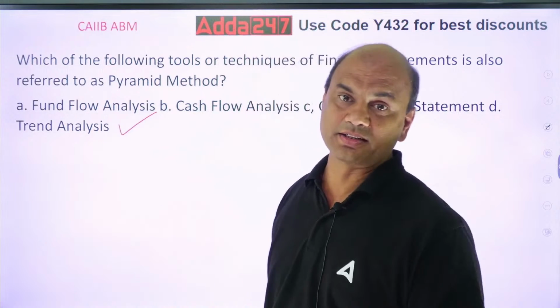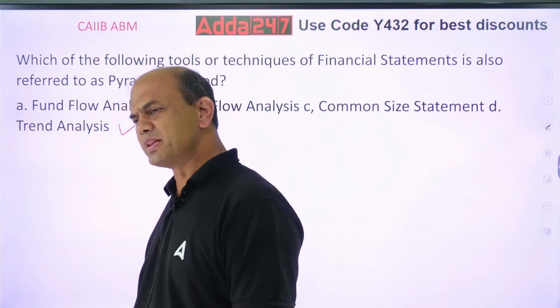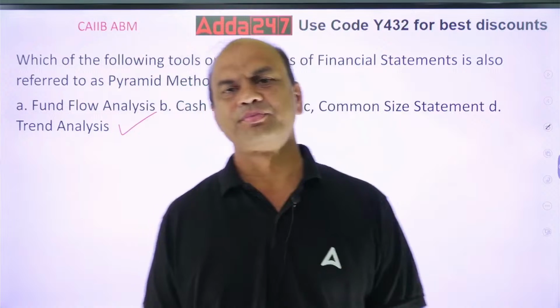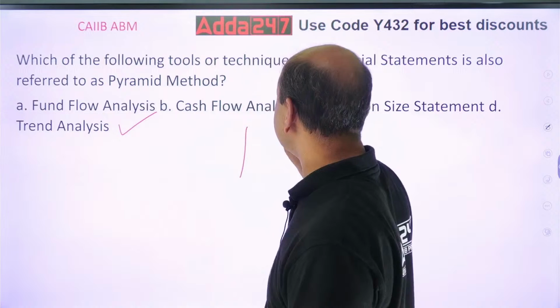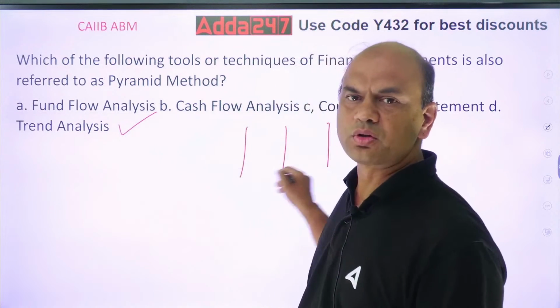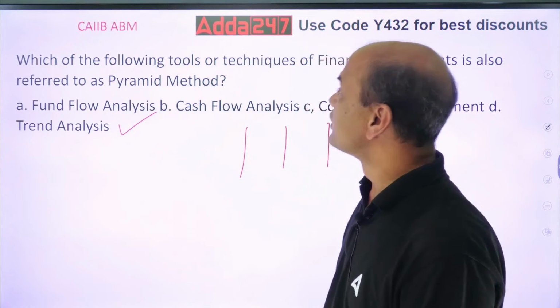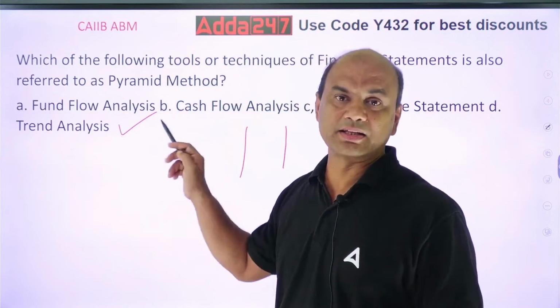Studying the trends is known as pyramid method. Pyramid means basically you are calculating the different items, ratios for various periods. In trend you study what it was for last year, then this year. Like this you go on comparing for the last 3 years. That is known as pyramid. So in exam if they ask you pyramid method, kindly note it's trend analysis.